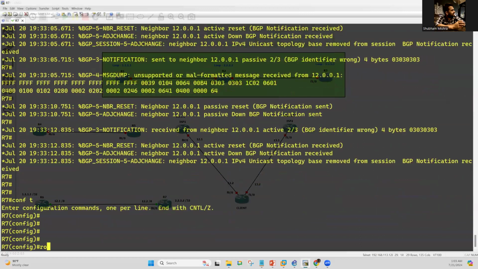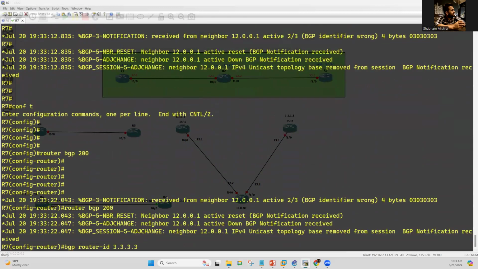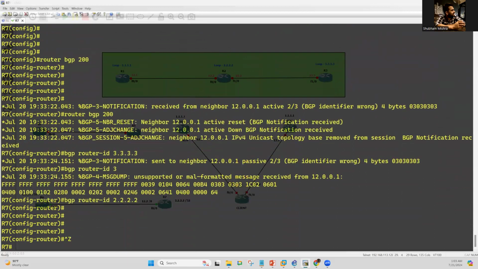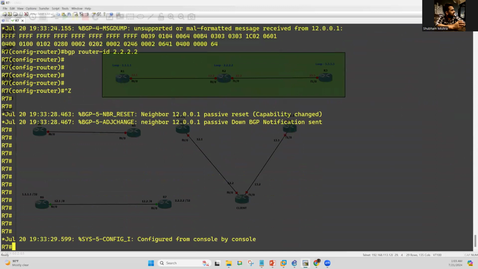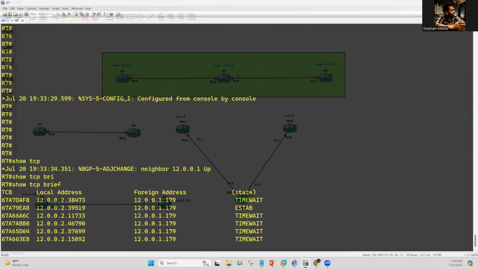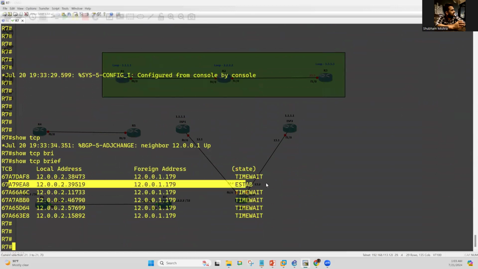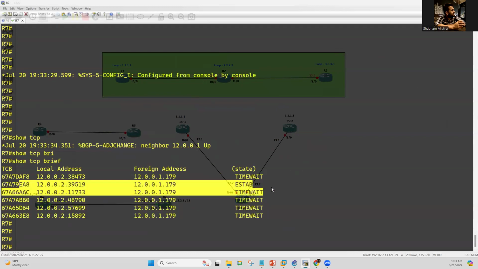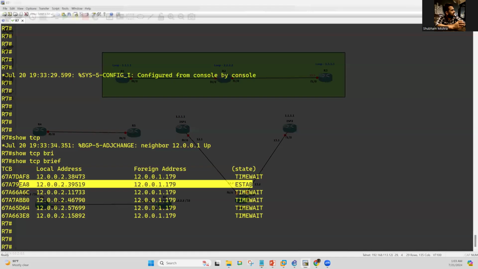Yes or no? So how can you change it? Router BGP 200, I am writing here 2.2.2.2. Now you will not get the notification message. Even so, TCP brief. See, the TCP connection is now established. And there are multiple time waits. What is time wait? We will discuss it later, please wait for some time. I hope you understand about the router ID. Clear? Anyone who does not understand?